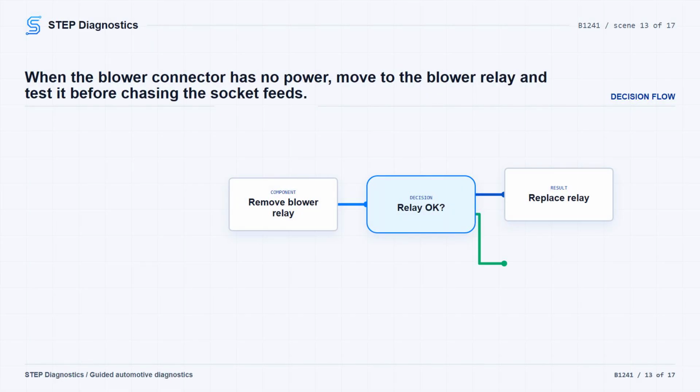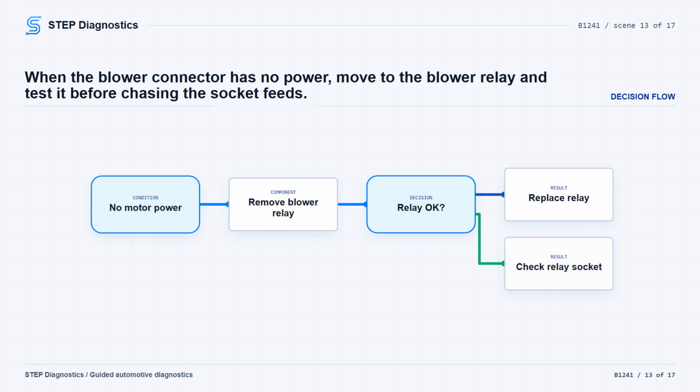If the earlier blower motor connector check did not show battery voltage on the power feed, move to the relay side of the circuit. Turn the ignition switch to lock 0. Remove the blower motor relay from the underhood fuse/relay box and test the relay. If the relay tests okay, continue with the relay socket power, ignition, and ground checks. If the relay does not test okay, replace the blower motor relay.